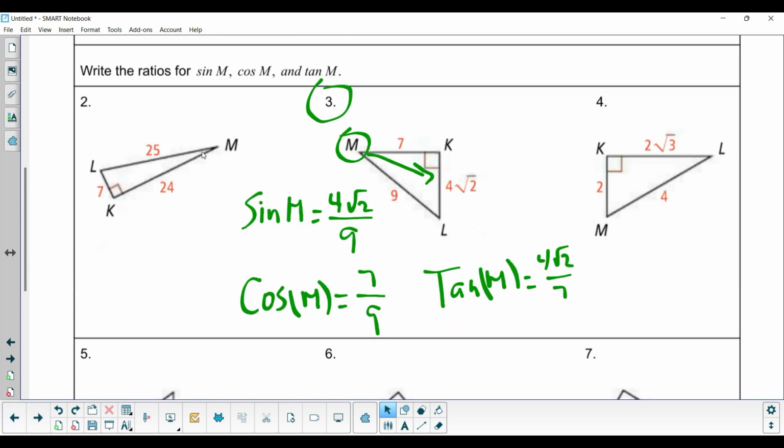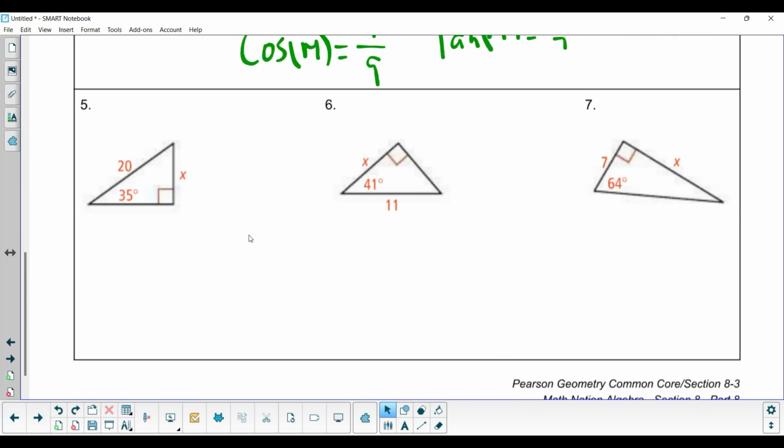So here, I'm not going to go over these questions, guys. I'm just going to tell you, you have x. X is the opposite to 35, so you should use sine for that, right? X is the adjacent to 41, so which one should you use? And remember that the hypotenuse is always opposite to the right angle. So here, we don't have the hypotenuse given, so in this case, you have to use tangent. So you have to do this by yourself, guys. You should be able to do it.